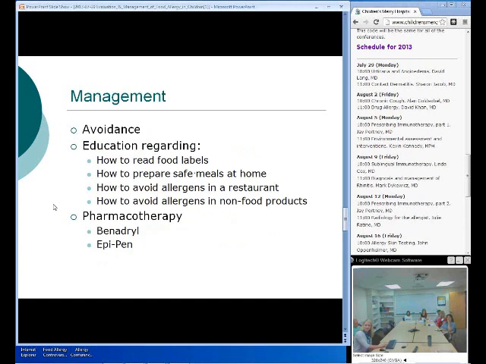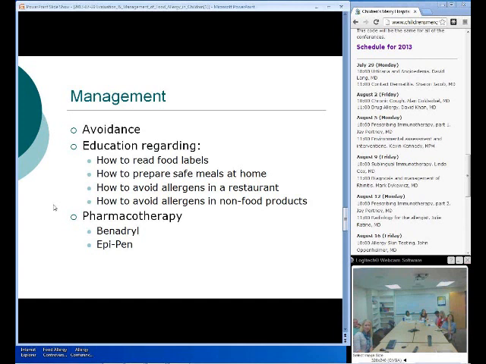So in terms of management, obviously avoidance is key. And for those cases where the allergen isn't straightforward and clear, even keeping a food diary and then tracking whether or not symptoms occurred, and whether or not the food was avoided or reduced, is important.